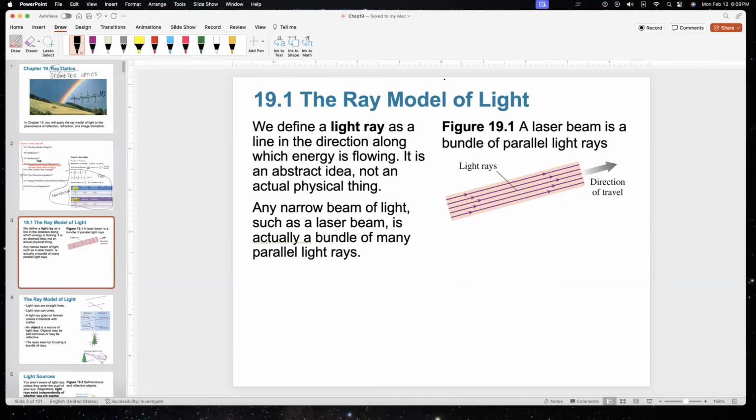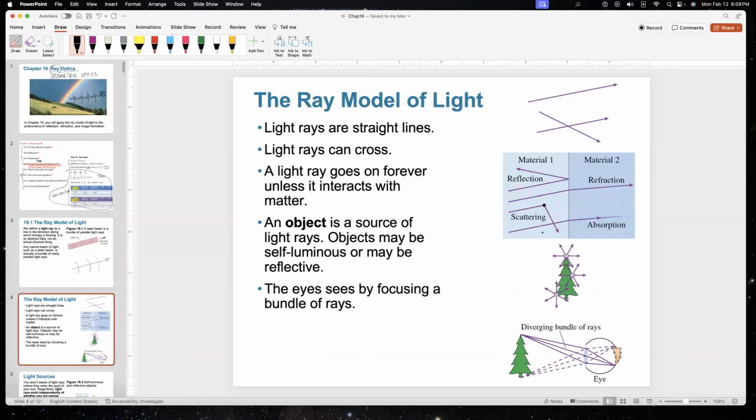So the ray model of light, as I said, we're just going to connect lots of wavefronts of light and call that a ray. So stop talking about the wavefronts and the wave aspect of it and just talk about where it's going. So light rays are straight lines. The light rays can cross.